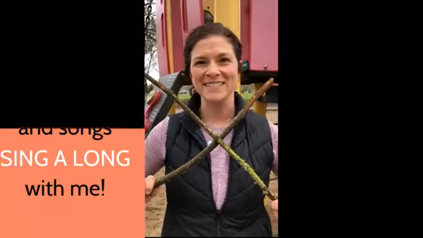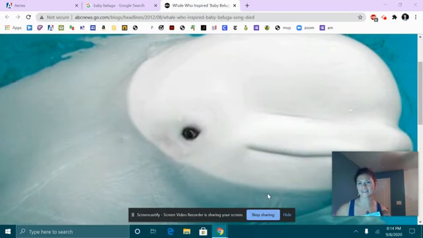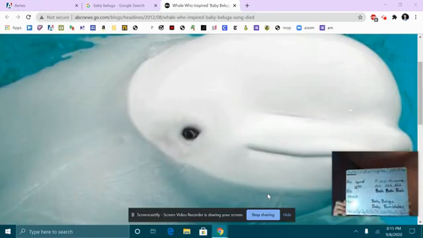Anything can be music. Hey guys, it's Miss April here. I just thought maybe we could practice our sounds by saying the letters and singing some silly songs. So let's look at our ABC chart.